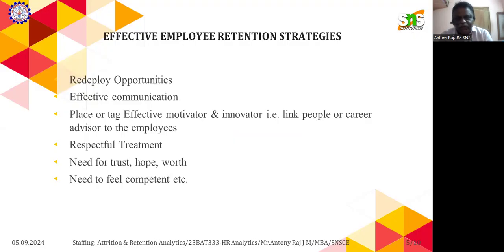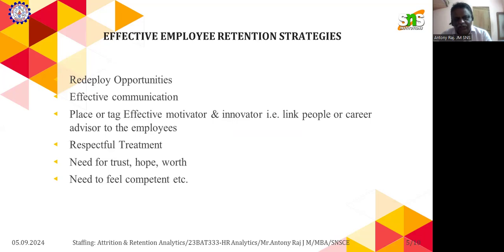What are some of the effective employee retention strategies? You have to redeploy employees based on their priorities, discussions, needs, and understanding. Effective communication is very important. The major root cause of issues in any organization is that effective communication is not there. A lot of distrust issues and ego issues have effective communication as their source. Respectful treatment is also very important. You have to give a lot of respect to the employees. That is very critical.